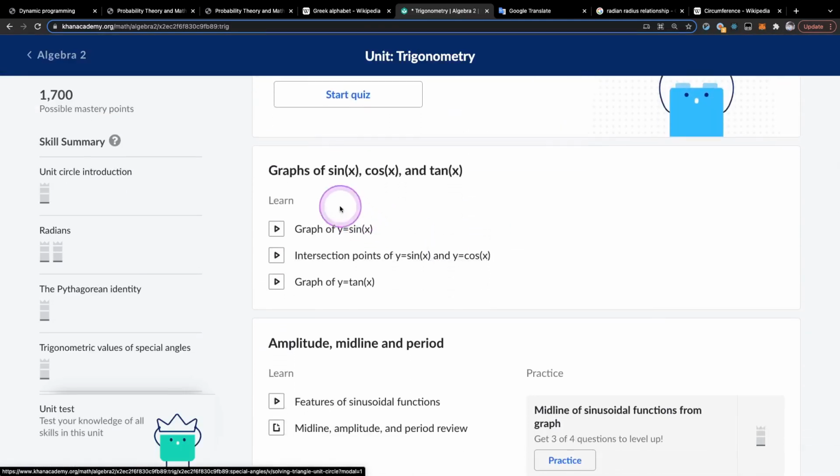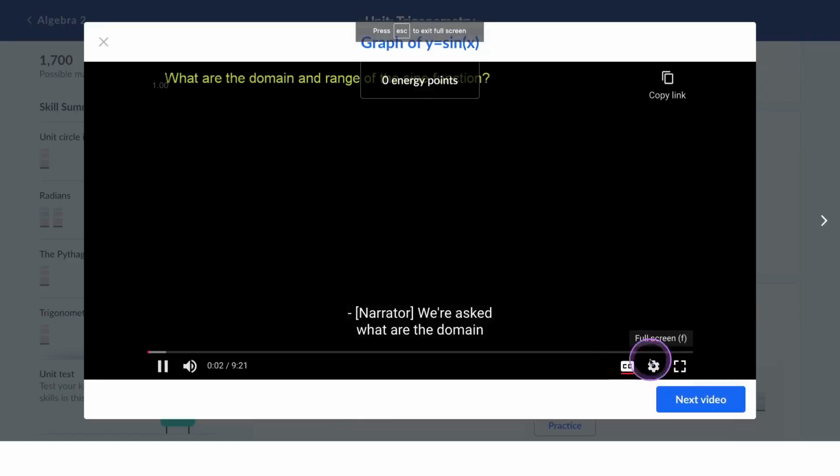Alright, let's get into the next one. Graphs of sine, cosine, and tangent. We're asked, what are the domain and range of the sine function?